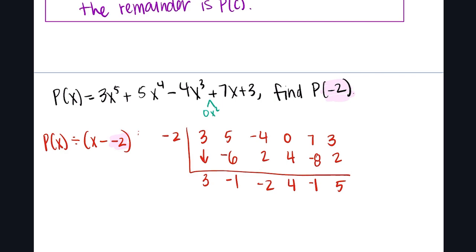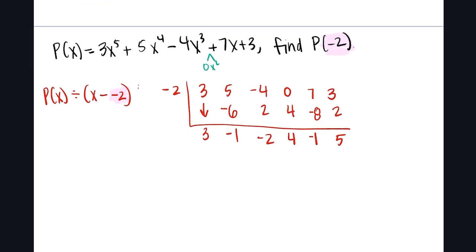So if I was to write this out, this would be 3x to the 4 minus x to the 3 minus 2x squared plus 4x minus 1. My remainder is the 5. So I could write something like this as the answer to the division.